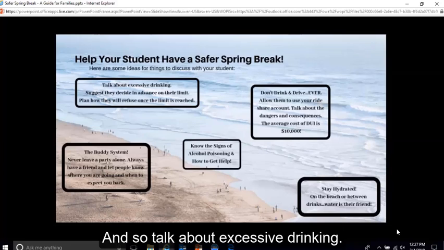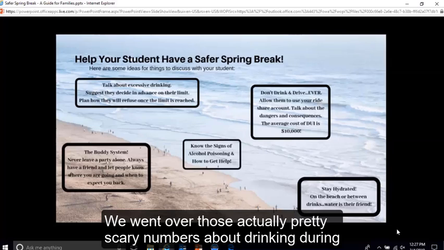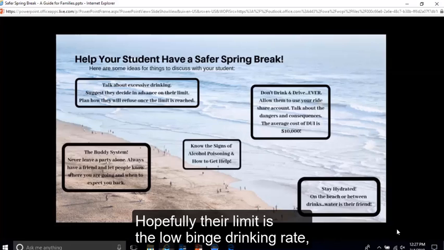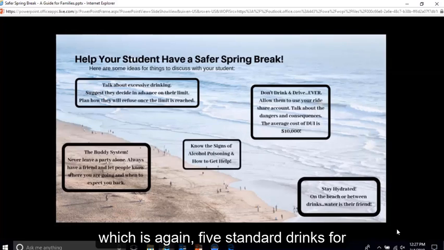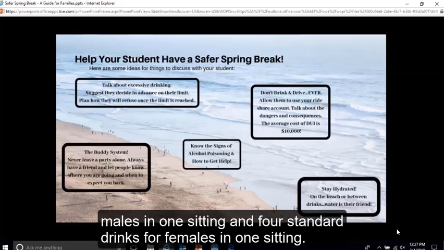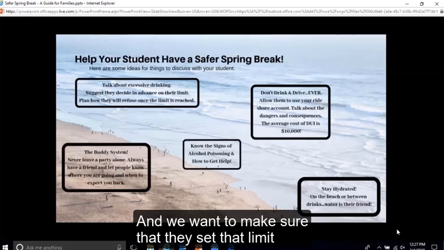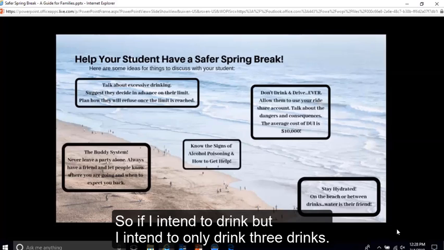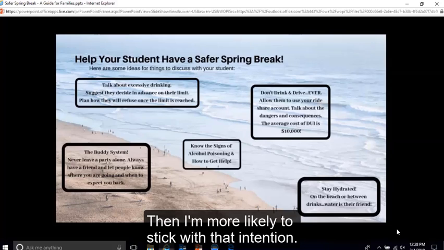And so talk about excessive drinking. We went over some actually pretty scary numbers about drinking during spring break, and suggest that your student decide in advance on their limit. Hopefully their limit is below binge drinking rates, which is, again, 5 standard drinks for males in one sitting and 4 standard drinks for females in one sitting. We want to make sure that they set that limit before they even go, because remember, intention and perception matter. If I intend to drink, but I intend to only drink 3 drinks, then I'm more likely to stick with that intention.